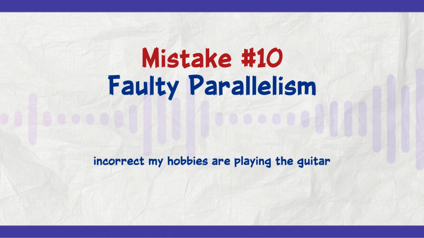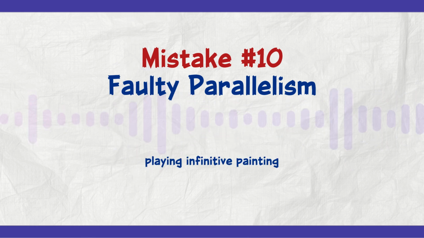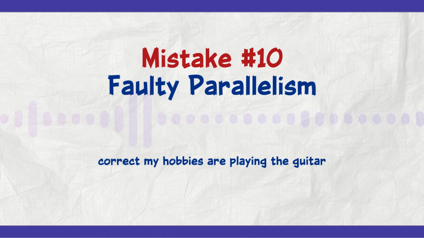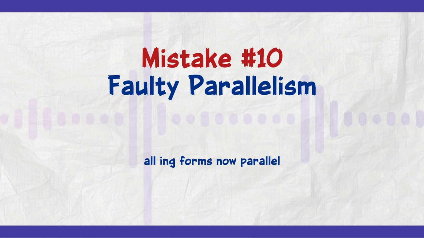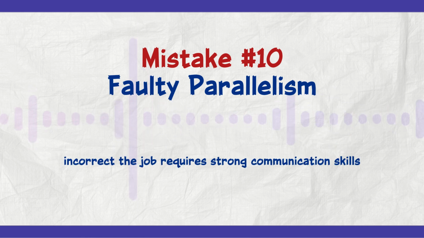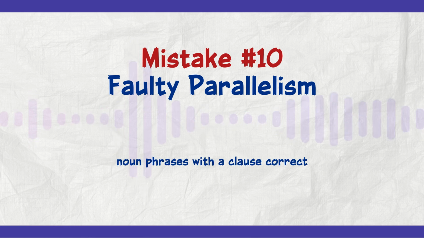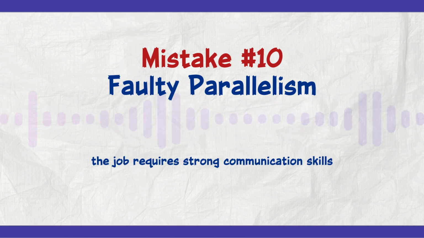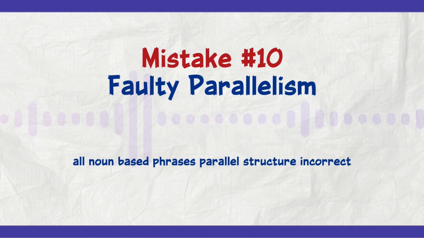Let's give you some more examples of fixing faulty parallelism. Incorrect. My hobbies are playing the guitar, to read novels, and painting landscapes. Playing, infinitive, painting. Correct. My hobbies are playing the guitar, reading novels, and painting landscapes. All ing forms. Now, parallel. Incorrect. The job requires strong communication skills, ability to work in a team, and you must be detail-oriented. Noun phrases with a clause. Correct. The job requires strong communication skills, teamwork ability, and attention to detail. All noun-based phrases. Parallel structure.